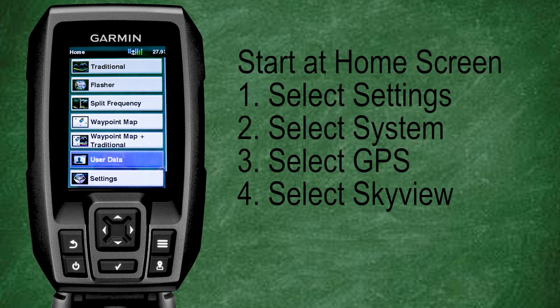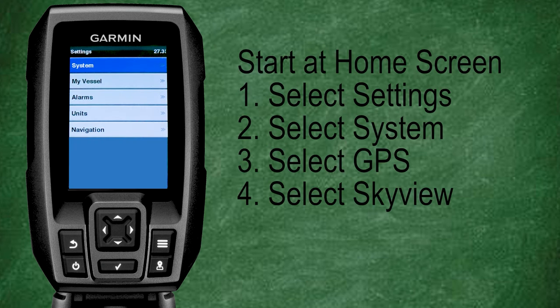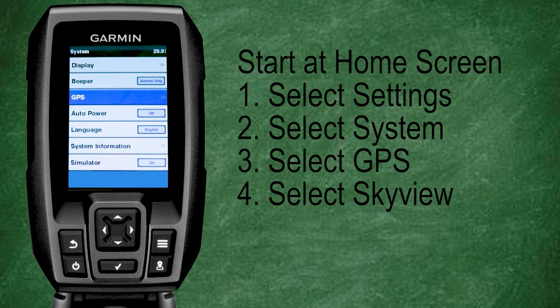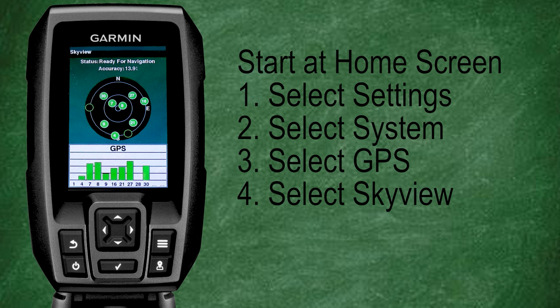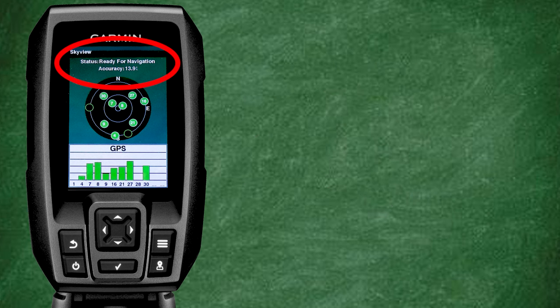Scroll down to and select Settings, System, GPS, and select Sky View. This will show you the current satellites and their signal strength that your fish finder is using. Another cool feature that can be seen on the Sky View screen is your GPS location accuracy.